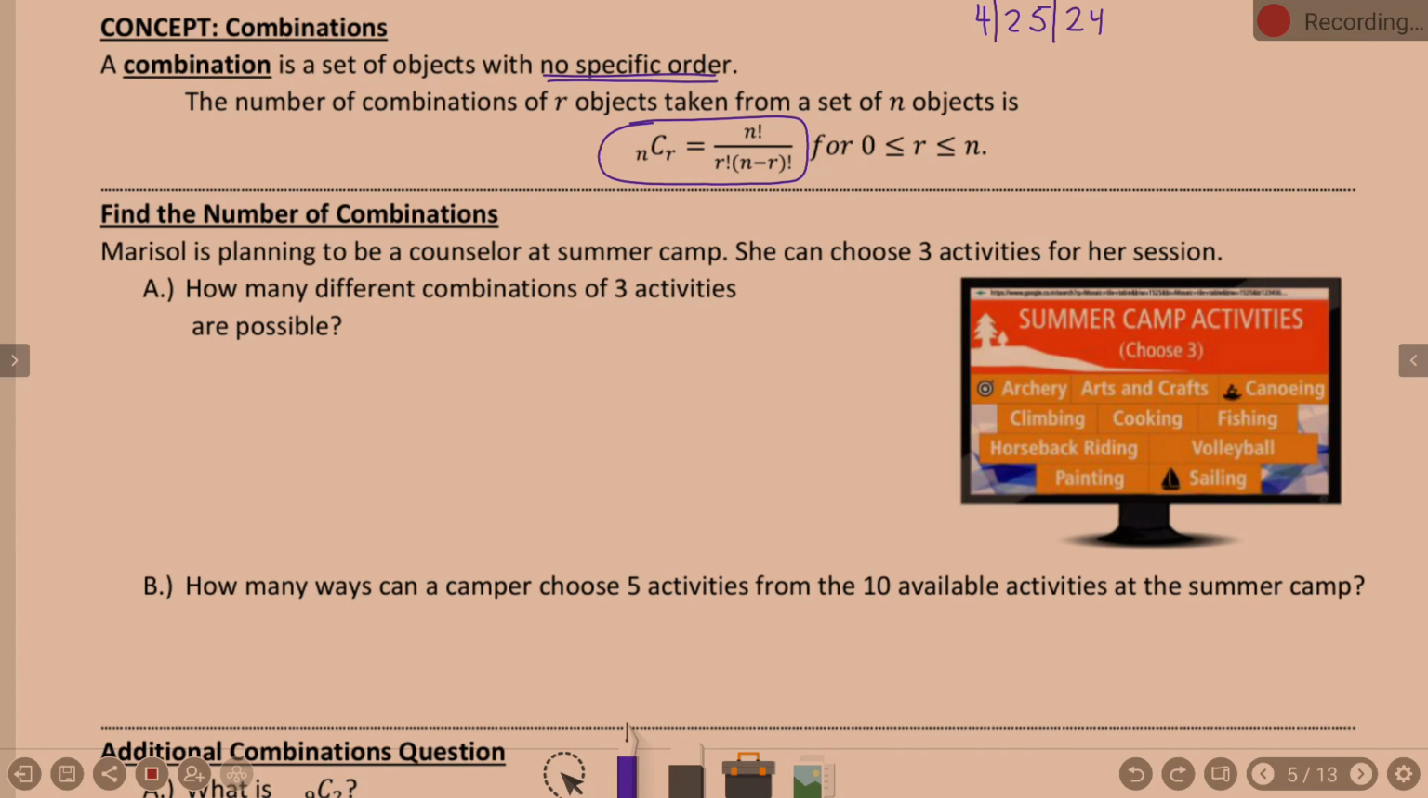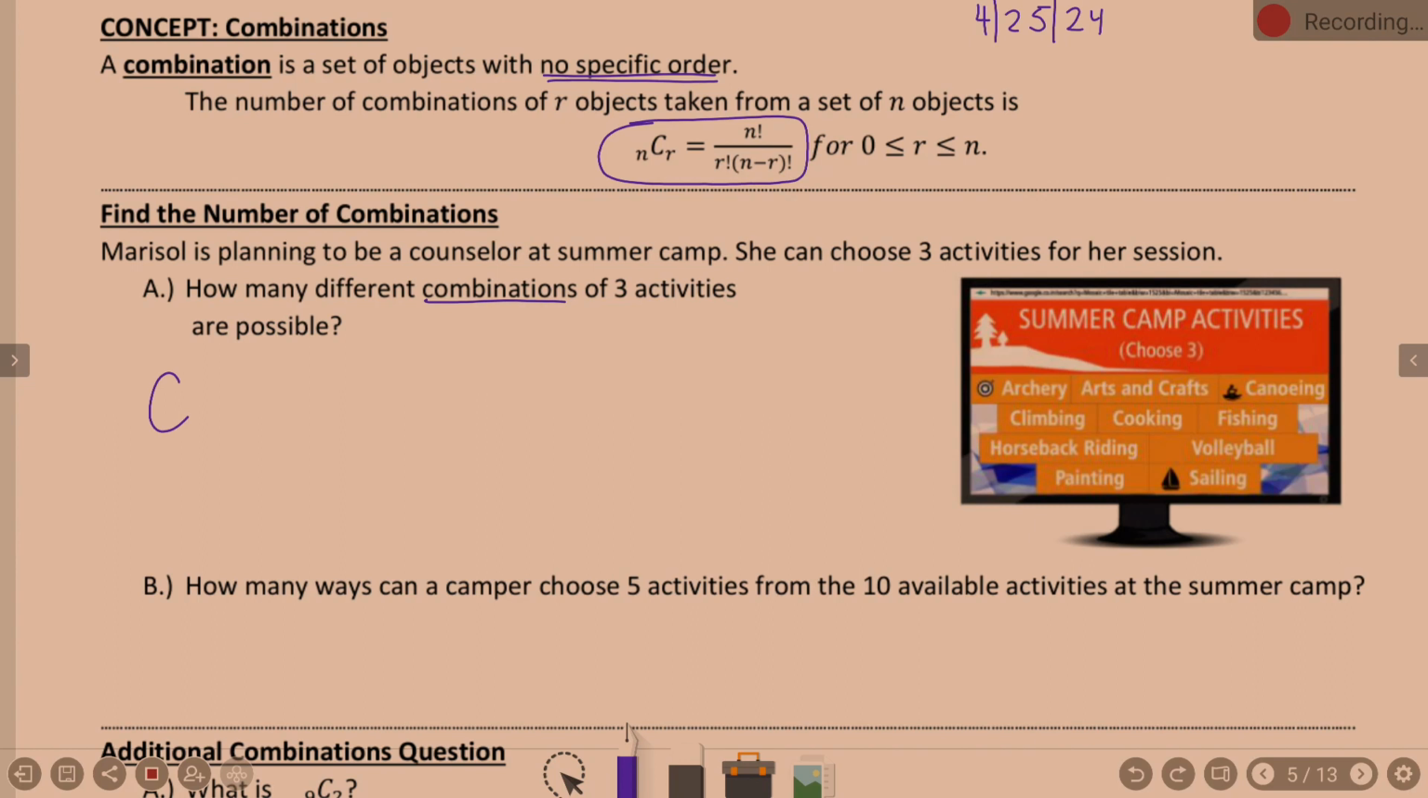So, okay, Marisol is planning to be a counselor at summer camp. She can choose 3 activities for her session. And then our question is, how many different combinations of 3 activities are possible? Now, it uses the word combinations. That's like the big clue. We're on the combination page. But think about what's going on here. It's combinations of 3 activities. She's picking 3 activities. Does it say anything about order, about arranging these? No, it's just asking how many different combinations are possible. So if that's the case, we're going to do the combination.